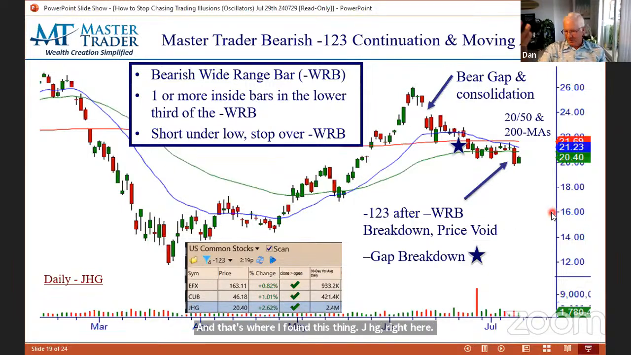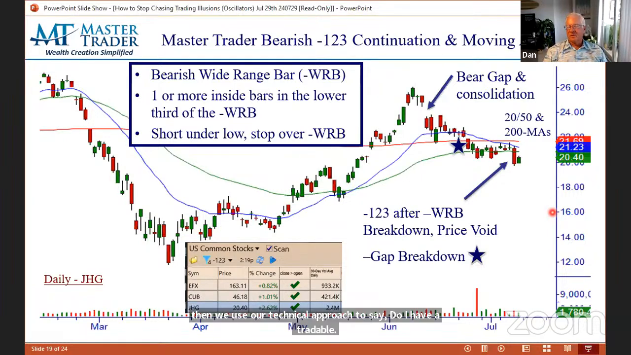And then we use our technical approach to say, do I have a tradable setup right now? And the answer was absolutely yes. Short under the low. We gave it to subscribers.